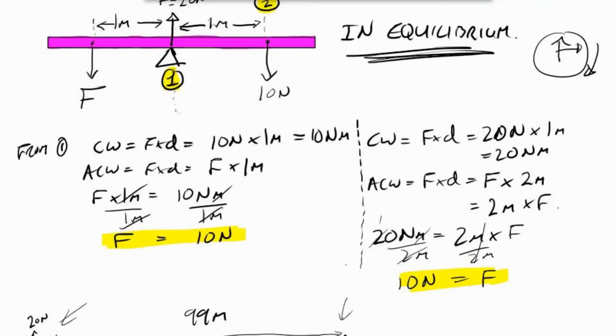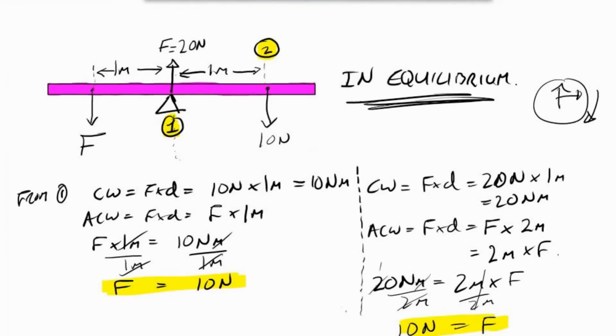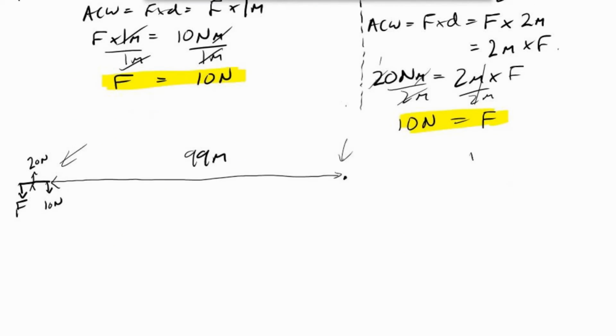And I'm going to show you that this is true. Because if it works out, I should find myself getting the same answer that I've already got on 2 different occasions. The force is 10 newtons. So here we are. I've got my pivot point 99 meters away from the first force of 10 newtons. Got my clockwise, my anti-clockwise moments. So let's look at that.